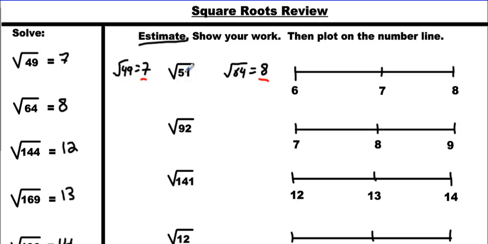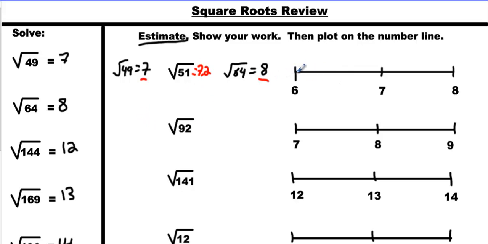What's between 7 and 8? Well, there's a lot of numbers. There's 7.1, 7.2, 7.3, 7.4, 7.5, and so forth. But what is 51 closer to? Is it closer to 49 or 64? It's closer to 49. Now, is it really close, or is it just close? I would say it's really close. It's only 2 numbers away. So we could say something like 7.1, 7.2. I'm going to go with 7.2, and I'm going to use that.